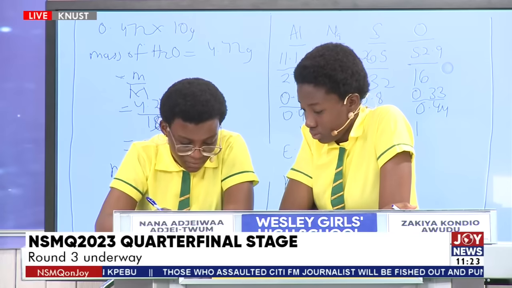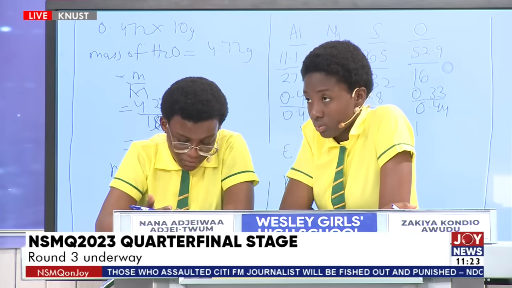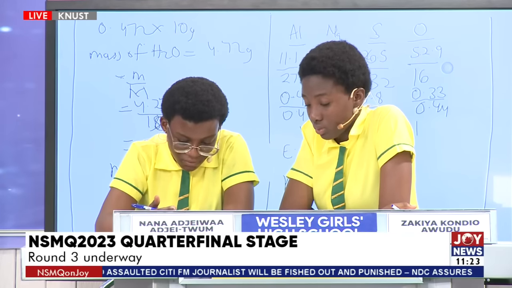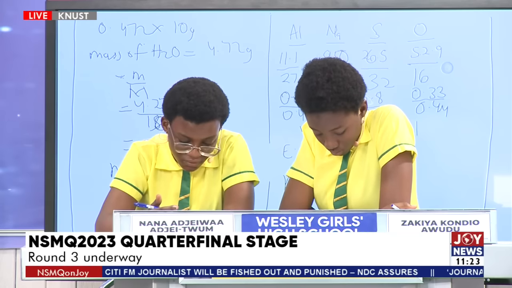So the empirical formula for the anhydrous salt is going to be NaAlS2O8. For collecting all the information in this manner, you get 1 more point. So at this point, 5 points.